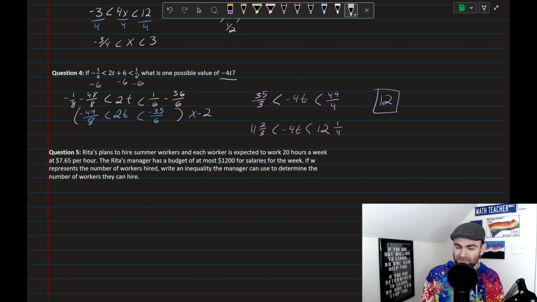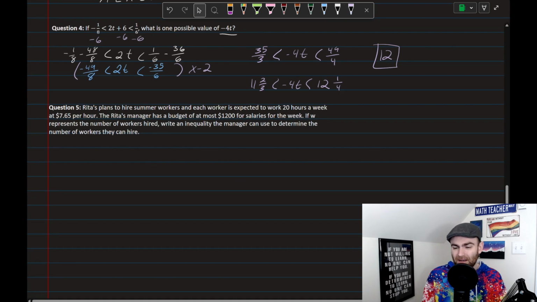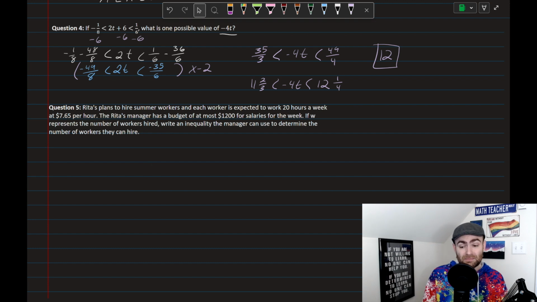That's not bad. Last but not least, we have a word problem. So Rita's is planning on hiring summer workers, and each worker is expected to work 20 hours a week at $7.65 per hour. The Rita's manager has a budget of, at most, $1,200 for salaries for the week. If W represents the number of workers hired, write an inequality the manager can use to determine the number of workers they can hire. So we're not solving anything, we're just writing an inequality.